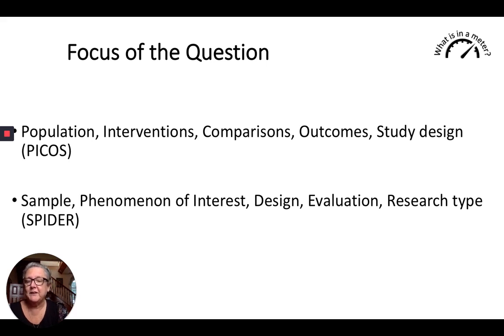So the focus of the question depends on whether it's quantitative or qualitative. Quantitative is numbers. Does something work? And what you're doing is you're looking at your population. So who is it that you're interested in? Are you interested in everybody in the whole world? Or are you interested in a specific group of people? What is the intervention that you want to see if it works? What does it look like? What does it contain? What are your comparisons? And for that, I mean, what are your control groups? Normally we just say any, but you may want to include certain control groups within that.